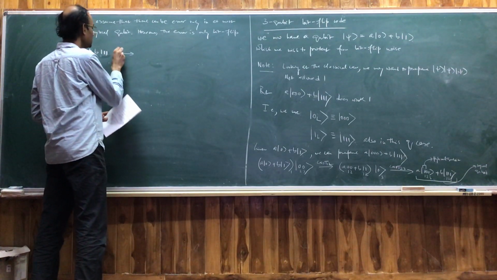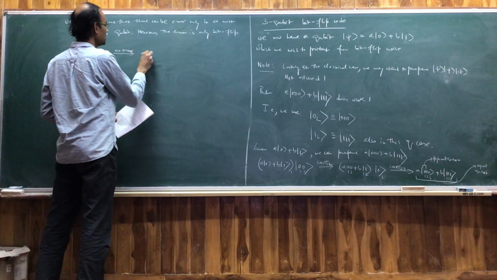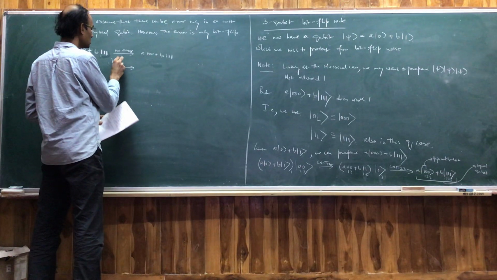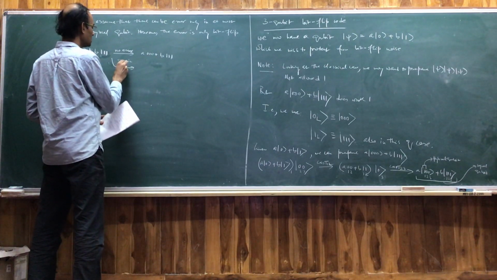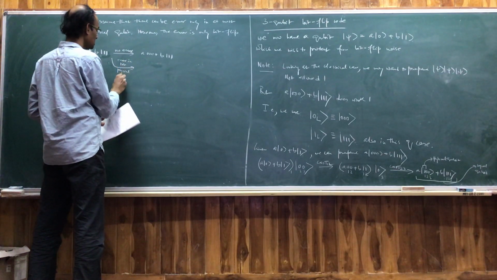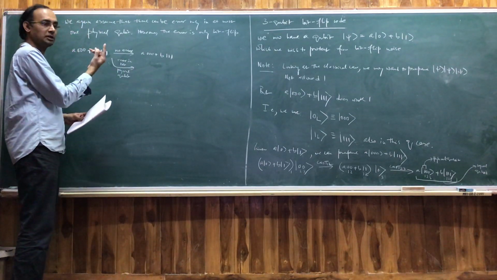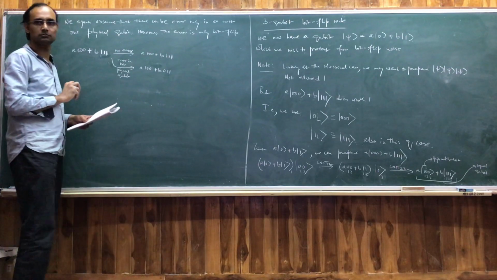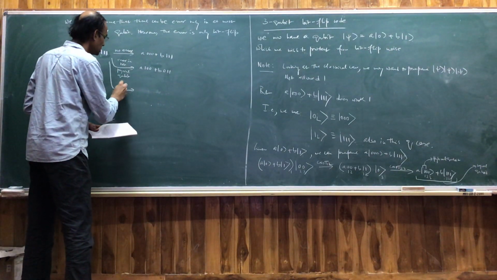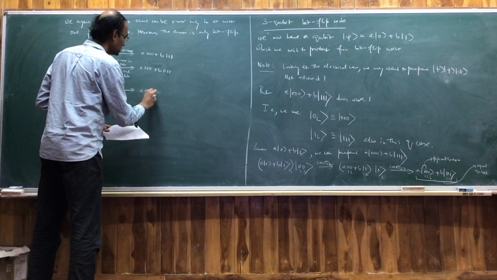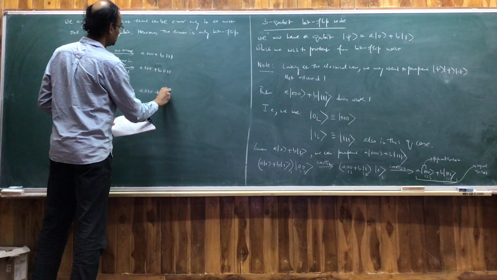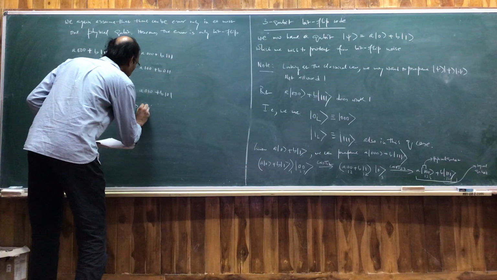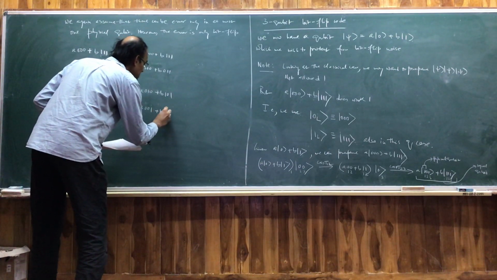So either there is no error, which means I get this, or error in first physical qubit, which is only bit flip. So I get A100 plus B011, or it is in the second. So I get A010 plus B101, or it is in third. You get A001 plus B110.